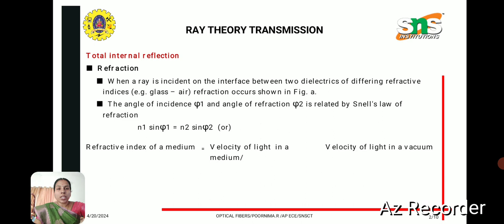It is given by n1 sin phi 1 equals n2 sin phi 2, where the refractive index of a medium is defined as the ratio of the velocity of light in a vacuum to the velocity of light in the medium.